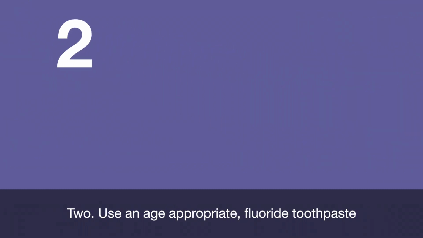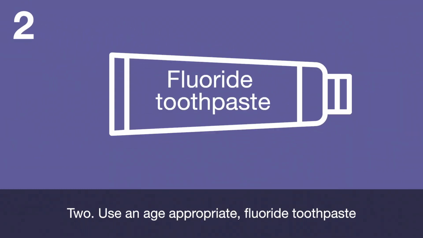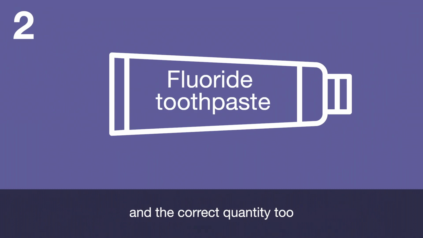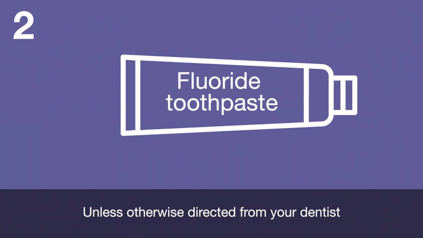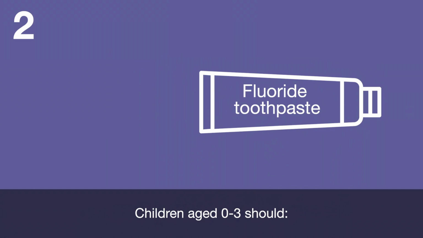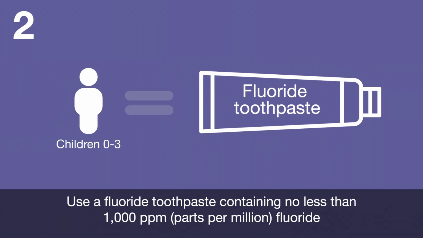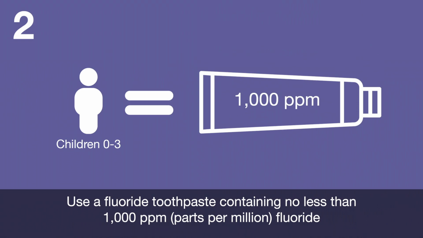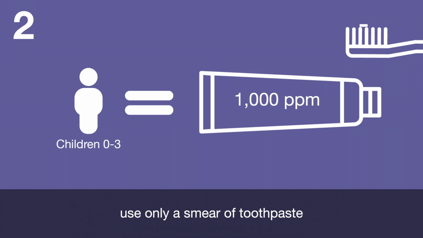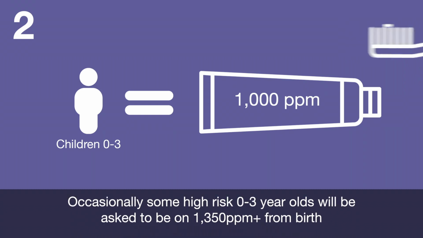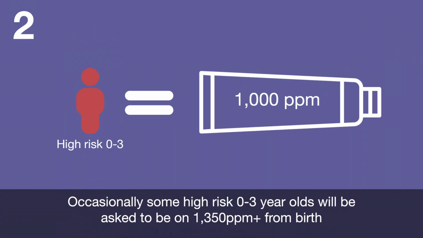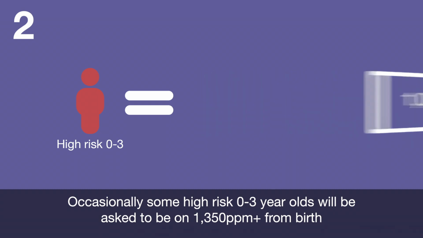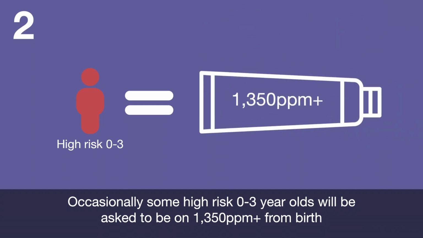2. Use an age-appropriate fluoride toothpaste, and the correct quantity too. Unless otherwise directed from your dentist, children aged 0 to 3 should use a fluoride toothpaste containing no less than 1,000 ppm, that's parts per million, fluoride. Use only a smear of toothpaste. Occasionally, some high-risk 0 to 3-year-olds will be asked to be on 1,350 ppm fluoride plus from birth.